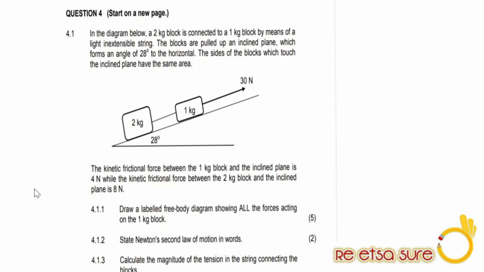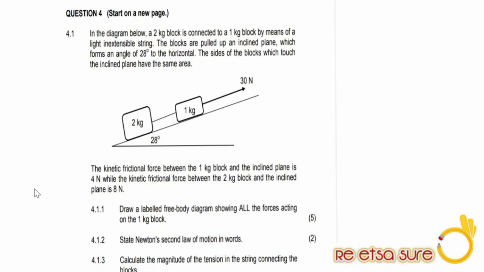So we must also remember the frictional force is a force that opposes the motion of an object. Since our blocks, the 1 kg and 2 kg, are moving up the incline, the frictional force is opposing the motion of those blocks. That simply means that the frictional force is moving down the incline. So if the objects are moving up the incline, the frictional force is facing down the incline.